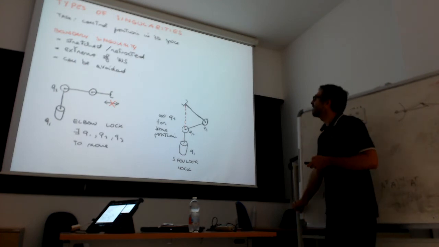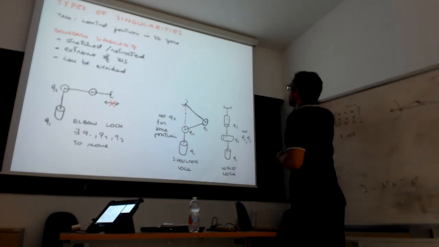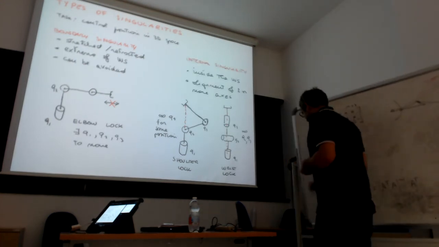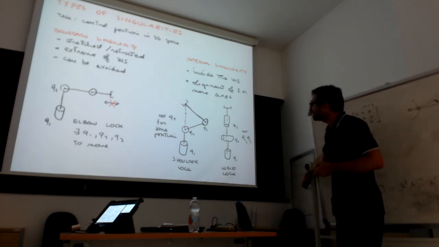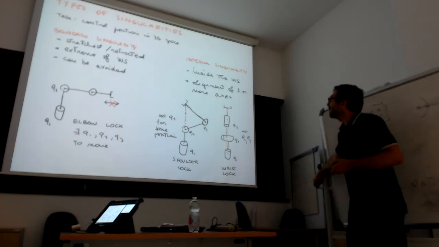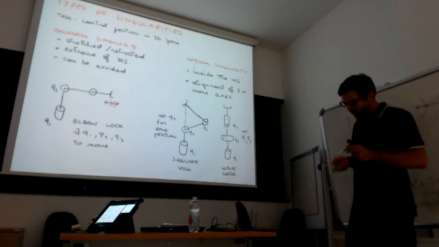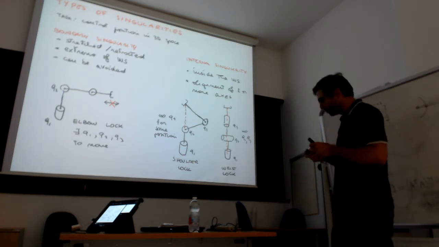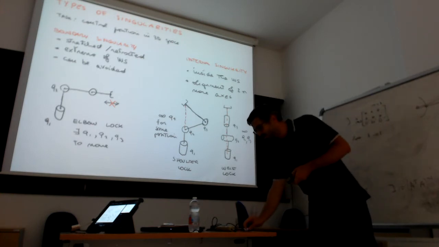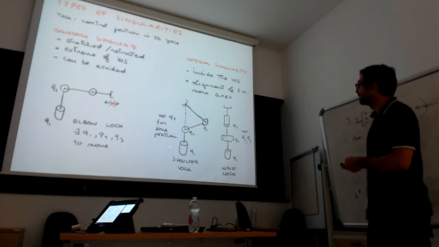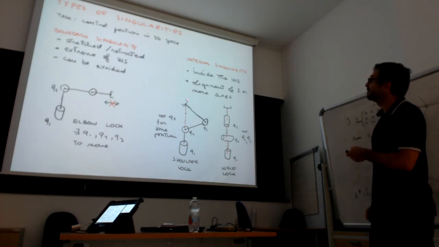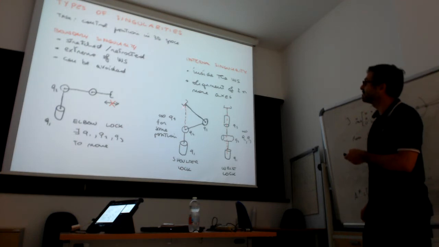The other ones are the internal singularities, which are more difficult to spot because they are inside the workspace, and normally they are related to the alignment of two or more axes of the joints. So think about, for example, a shoulder joint that is aligned with the end effector point, and you want to position the end effector.